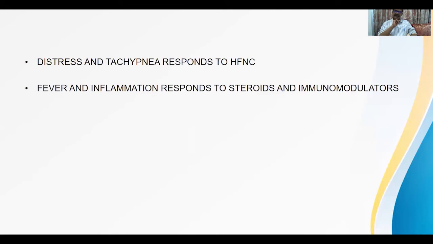Don't forget the first function of the Clara cell. That was anti-inflammatory. Now the Clara cell is not functioning well. Fever is rising, inflammation is rising, and this fever and inflammation typically respond to anti-inflammatories like steroids or immunomodulators. These work excellently in this particular subgroup because it is related to inflammation.